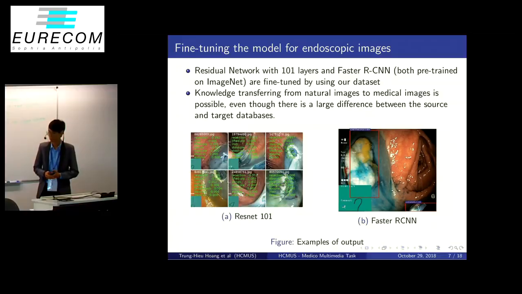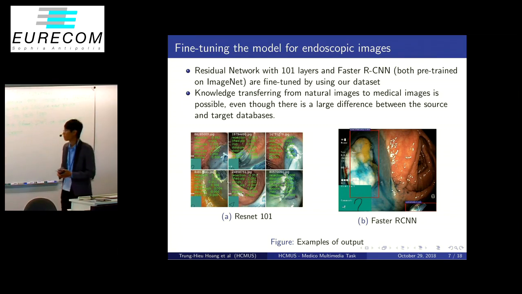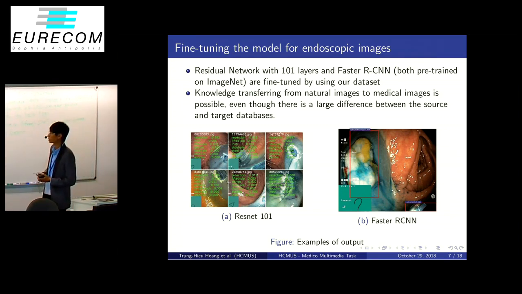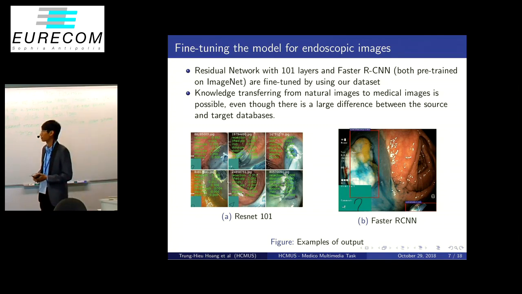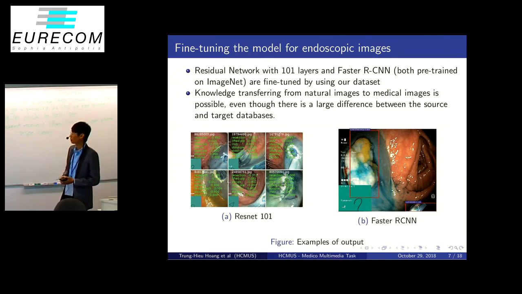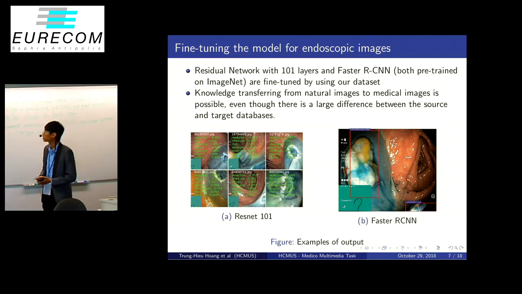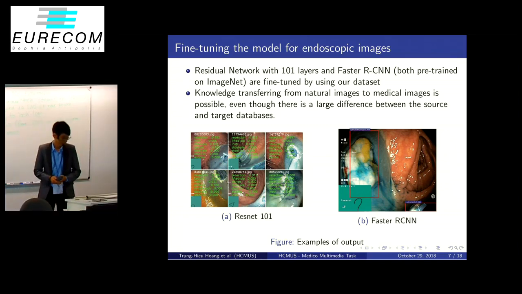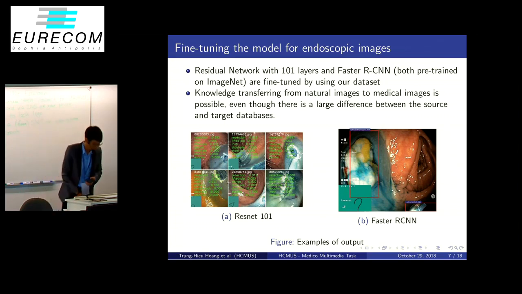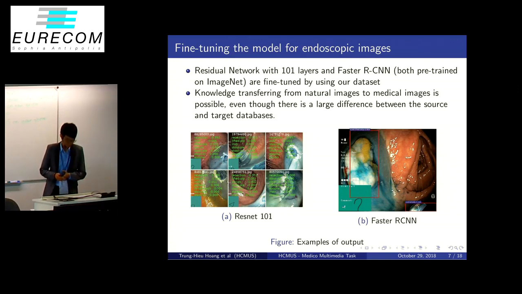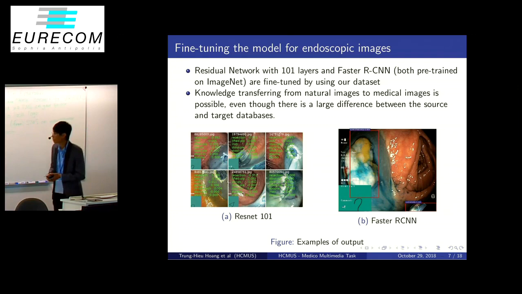And here's how we train our model. We use the residual neural network with 101 layers and faster RCNN, both pre-trained on the ImageNet, and we fine-tune them on our datasets. So now we have different datasets, the original one and the one that we modified. And then we perform knowledge transferring by fine-tuning the model.